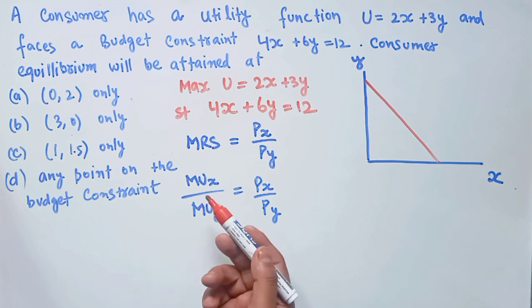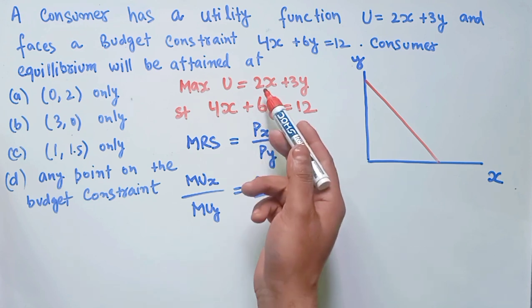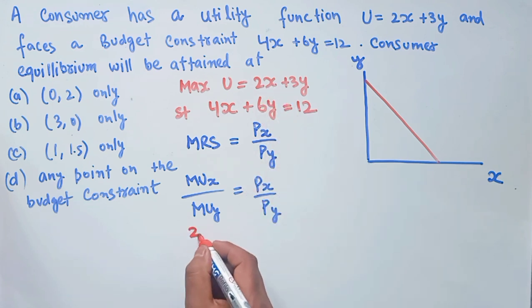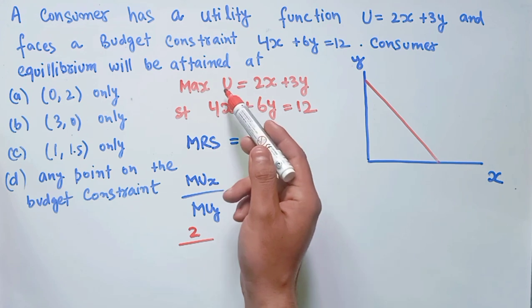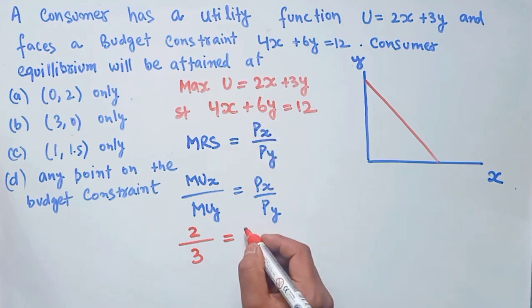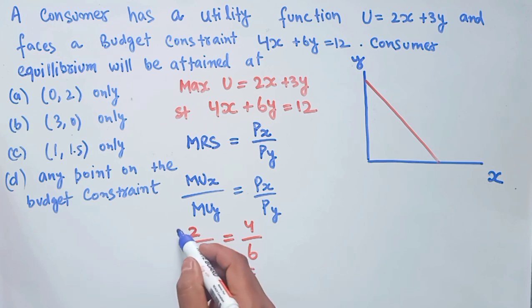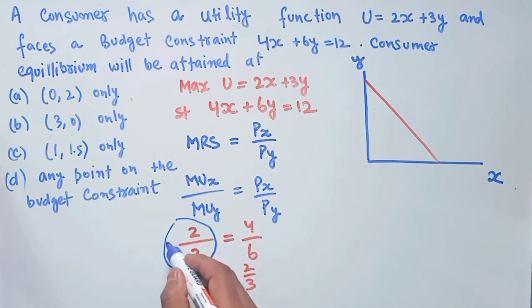Now MUX means the partial derivative of this function with respect to X. So the derivative of X is 1, we are left with 2. MUY means the partial derivative with respect to Y, the derivative of Y is 1, so we are left with 3. This should be equal to the price of good X, which is 4, and the price of good Y, which is given as 6. Here we can see 2 upon 3 is actually equal to 2 upon 3.